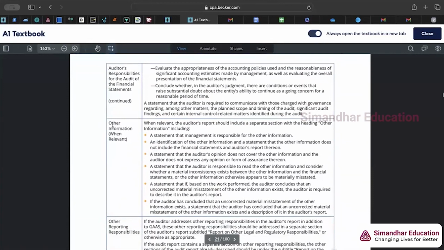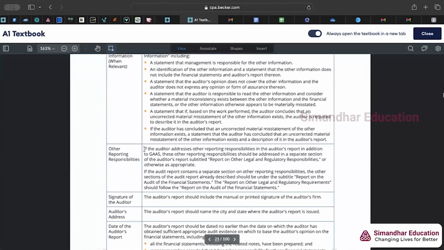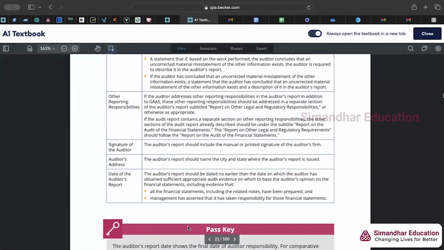Other matter paragraphs when relevant, other information whenever relevant, and other reporting responsibilities. Signature of the auditor, auditor's address, and date of the report. Okay.